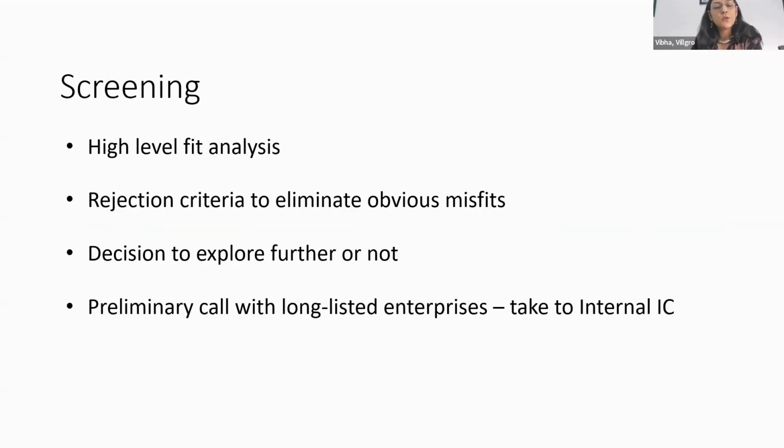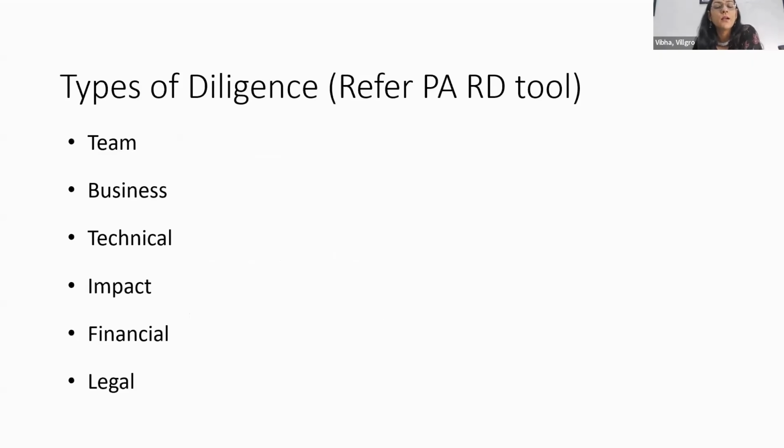So in a screening, what we do is a very high level fit analysis. For example, I said that we will not work with not-for-profits, right? So there, it's a rejection kind of a stage rather than an acceptance kind of a stage, wherein we say, okay, this is not a fit, right? And we're looking at a certain problem solution fit that is not there, right? So based on some of those criteria, we will reject pretty much, like I said, 60% of the applications that we would have received.